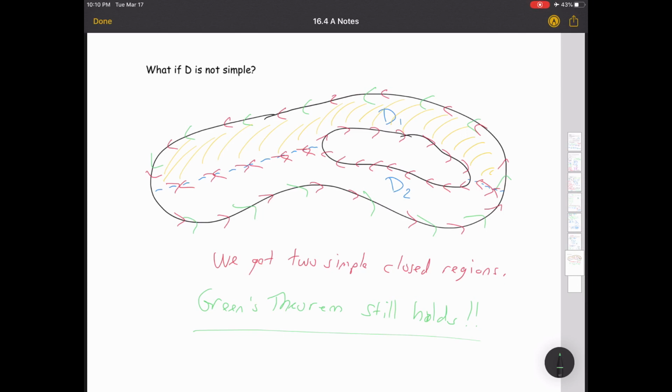All right, very long section. I apologize for the length of it, but there you go. Green's theorem, very, very useful theorem.